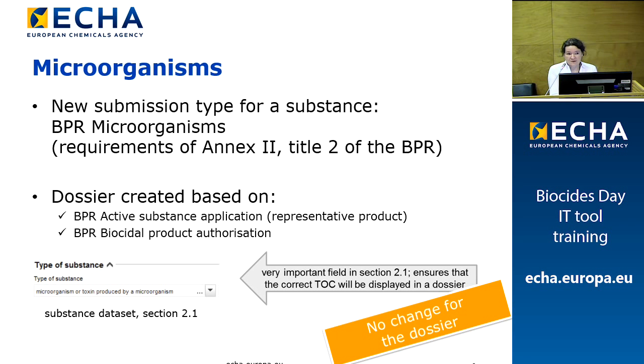Dossiers are still created based on the product, the same two types of the dossier as you know already. And what is very important to have a dossier done correctly with the correct table of contents. In the substance dataset in section 2.1, you have possibility and you should select the type of substance, microorganism or toxin produced by a microorganism.